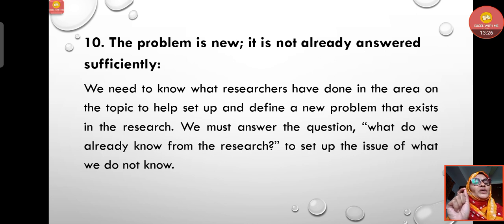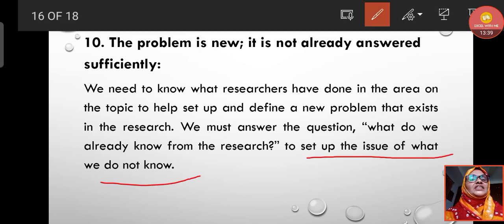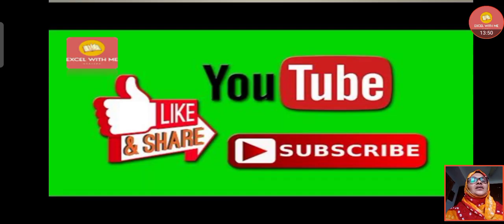We must answer the question, what do we already know from the research, to set up the issue of what we do not know. This is the best statement we must remember while taking up any research work. That is, what do we already know from the research, to set up the issue of what we do not know. So these are all the good characteristics of a research or a good research or good research problem.